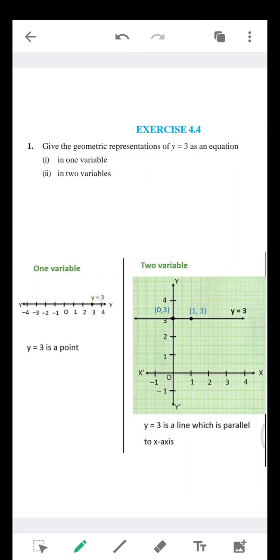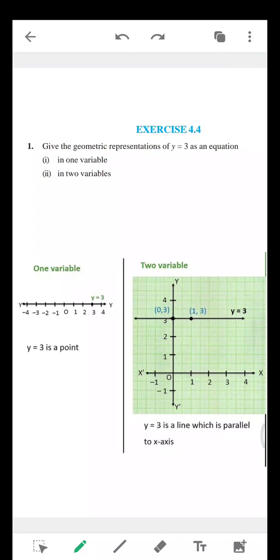Now let's see the question from the exercise. Give the geometric representation of y is equal to 3 as an equation in one variable and in two variables. So in one variable, simply you have to draw one horizontal line, like you used to do in your lower classes, and just plot y is equal to 3. You can see this is y is equal to 3 here. We will put a point, and if you want you can put a circle there. Like in lower classes you used to plot 3 and circle it. So in one variable we plotted in this way.